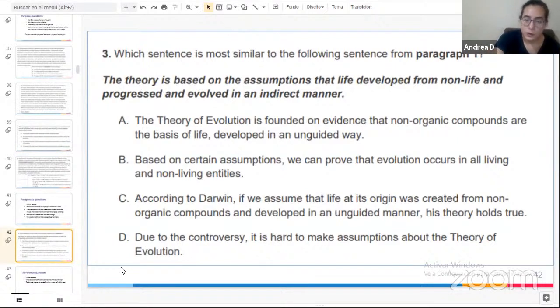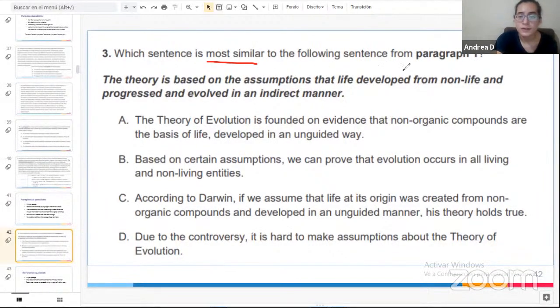So I'm gonna read this question. Which sentence is most similar to the following sentence from paragraph 1? So you have the sentence here. The theory is based on the assumptions that life developed from non-life and progressed and evolved in an indirect manner. Okay, by the way, this is from an extract of The Theory of Evolution, Charles Darwin's Theory of Evolution.